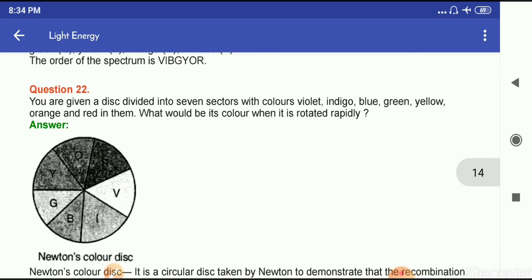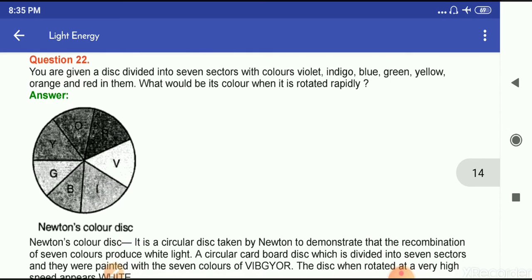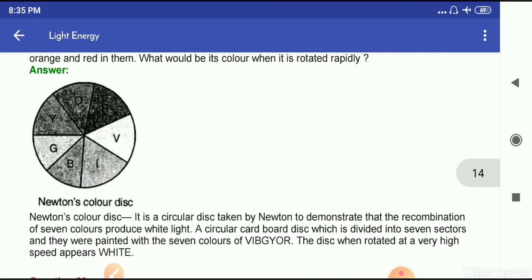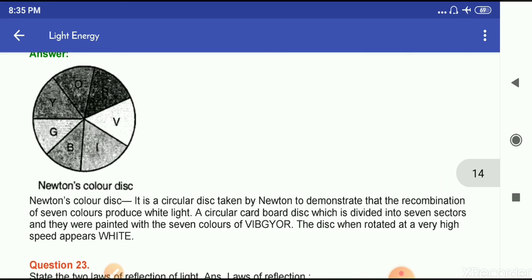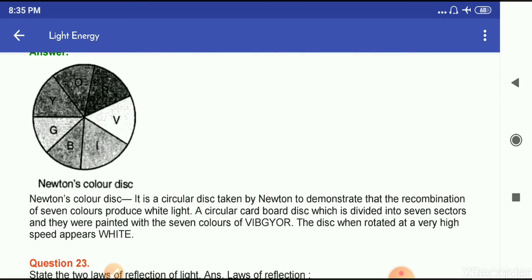Question number 22. You are given a disk divided into 7 sectors with colors violet, indigo, blue, green, yellow, orange, and red in them. What would be its color when it is rotated rapidly? So this is known as Newton's color disk, a circular disk taken by Newton to demonstrate that recombination of 7 colors produces white light. A circular cardboard disk, when divided into 7 sectors painted with the 7 colors of VIBGYOR, when rotated at a high speed, appears white.